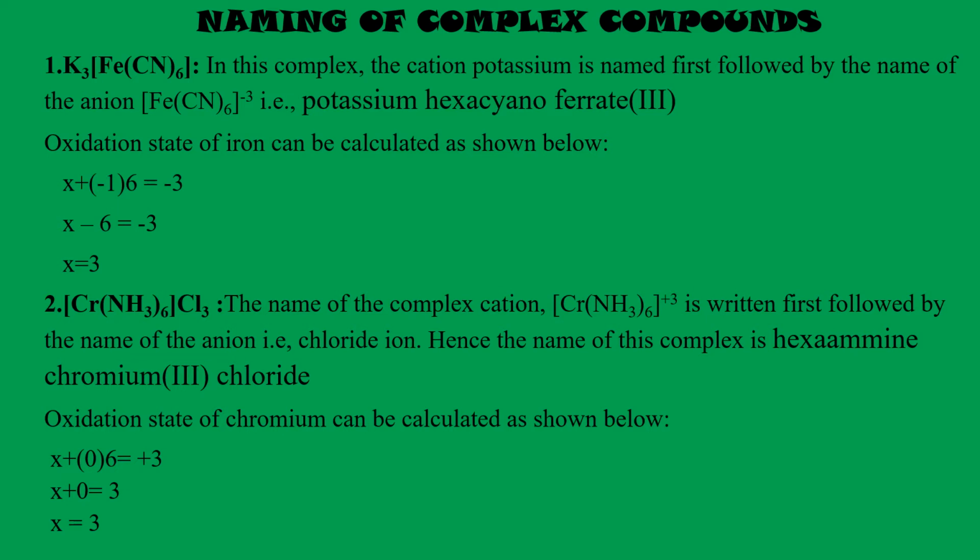Here also I have shown you how to calculate the oxidation number of chromium. Now consider this complex cation [Cr(NH3)6]3+. The Cr oxidation number we do not know, so X plus, NH3 is a neutral ligand, so 0 into 6 is equal to the charge on the complex cation, plus 3. Anything into 0 is 0. X plus 0 is equal to 3. So X is equal to 3. Therefore the oxidation state of chromium is 3. Hence it is named hexaamminechromium(III) chloride.